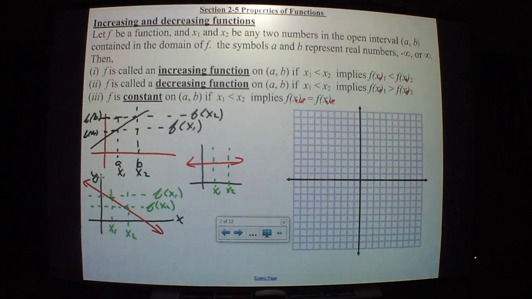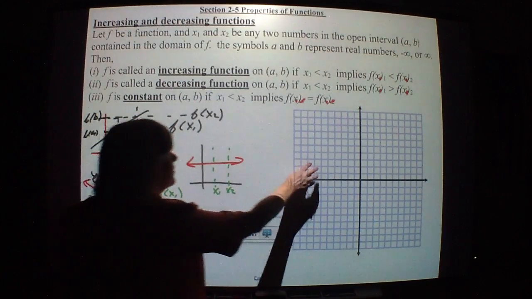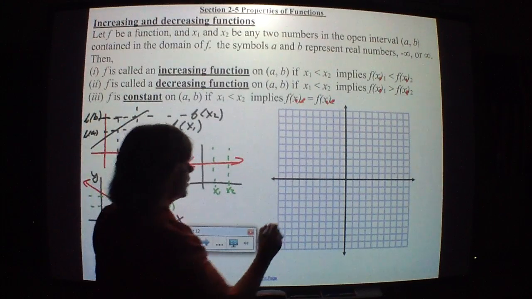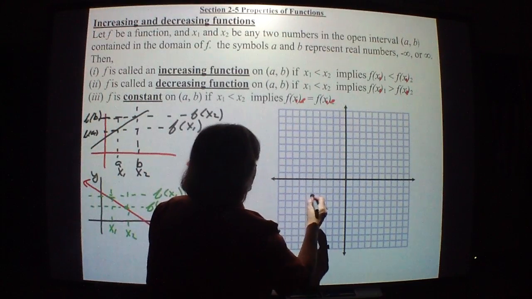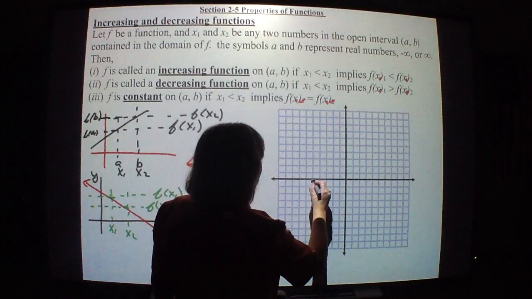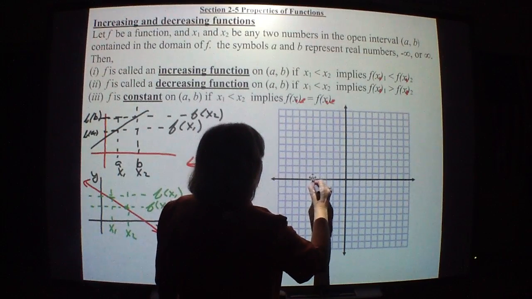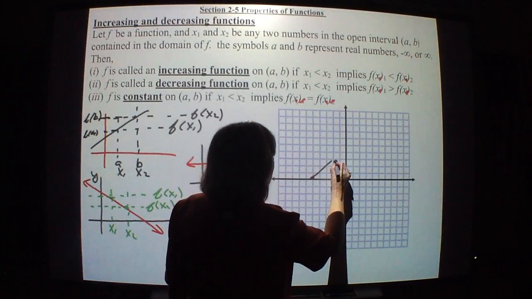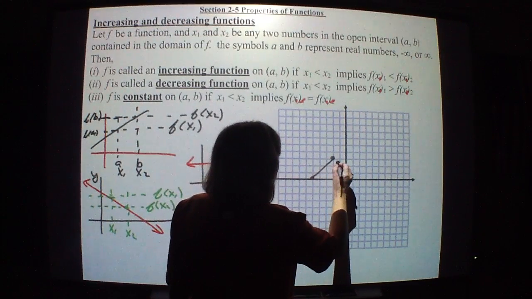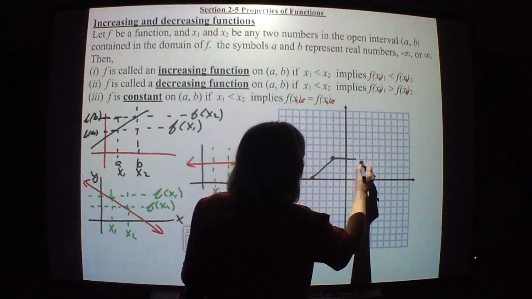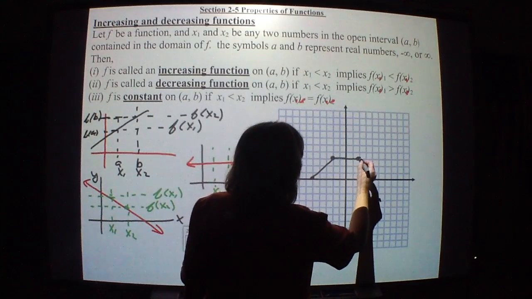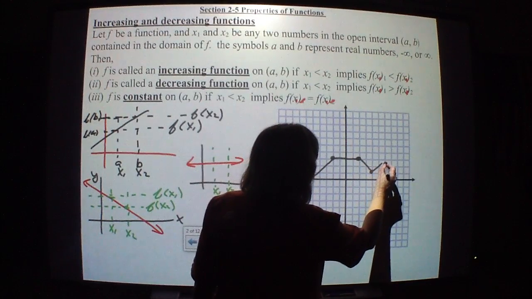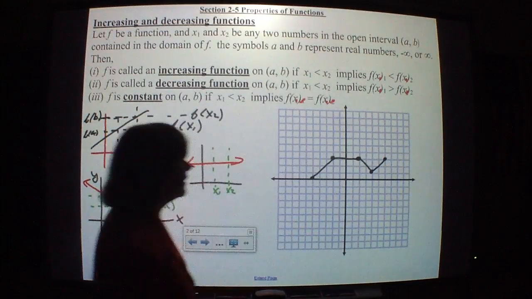Okay? The reason I have this up is I want to show you, you could have functions that are increasing in parts and decreasing in parts. For example, 1, 2, 3, 4, 5, I'll do here. Maybe I'll do this. I have some graph here. And then I'm going to go here. And then I'm going to go down here. And then I'm going to increase it again. Okay. So there's my function.